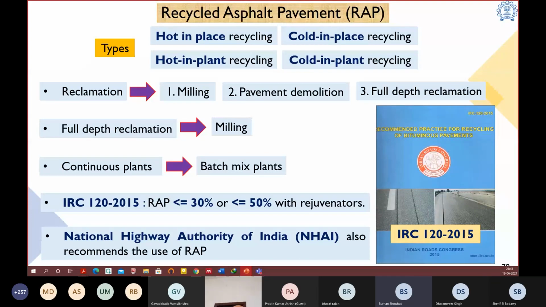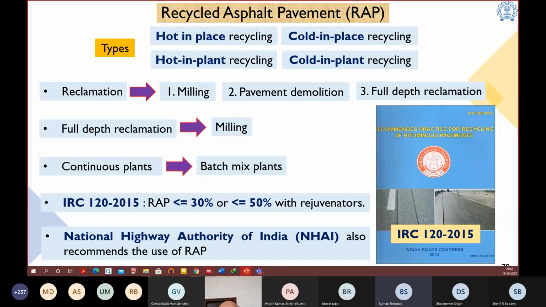The usage of RAP is gaining prominence in India. As far as RAP is concerned, the existing pavement materials after maintenance and construction processes can be reclaimed. Once reclaimed, they can be utilized for construction after reprocessing. RAP mixes can be utilized for resurfacing, repaving, or reconstruction.